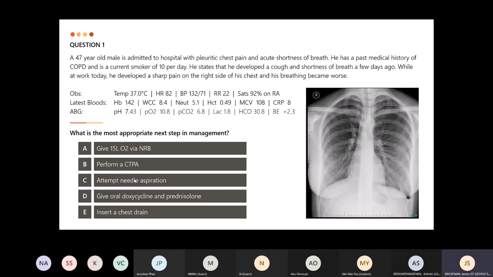Now, I think I may have changed the chest X-ray since I last wrote the question. So the pain, I should say, is not on his right side, but on his left side. I think I changed the chest X-ray, so I'm sorry. So it's on the left side of the chest.